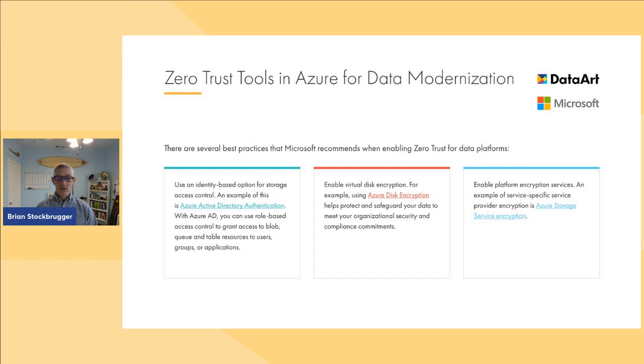Encryption is another best practice to protect data, by enabling virtual disk encryption using things like Azure disk encryption to help the organization meet internal and external regulatory compliance requirements that require data to be encrypted. And just recommended best practice security controls. Platform level encryption should be enabled, such as Azure storage services to encrypt the storage at the service level.